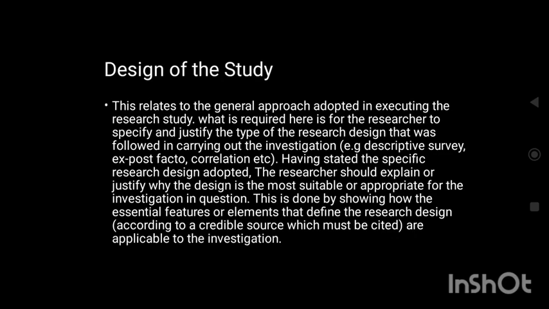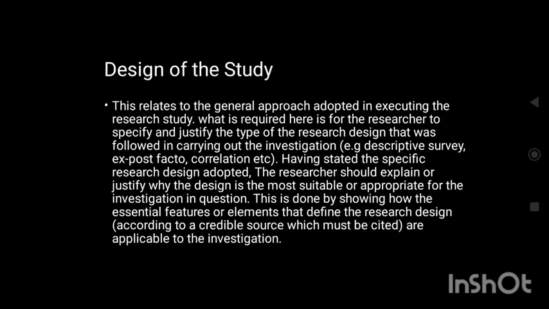The first subheading is the design of the study. When we talk about the design of the study, we are referring to the general approach adopted in executing the research study. What is required here is for the researcher to specify and justify the type of the research design that was followed in carrying out the investigation. You remember in one of our classes, I taught us about research design. I listed many of them. So you are going to specify which of those research designs is suitable for the research you are about to carry out. Is it descriptive survey? Is it ex post facto? Is it correlation? And so on. You specify it.